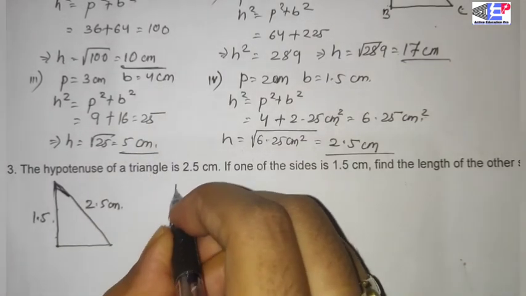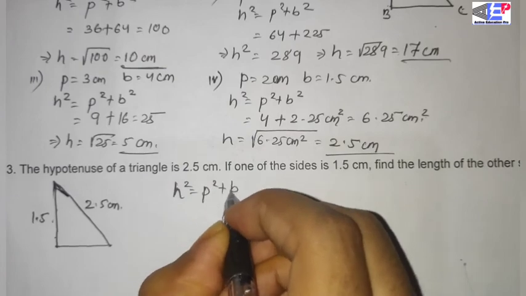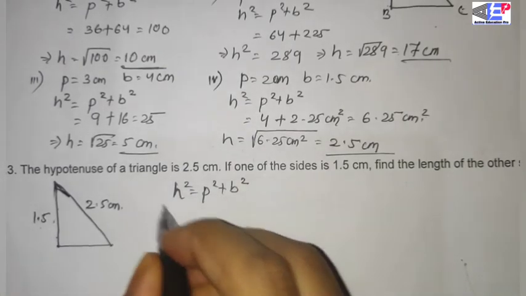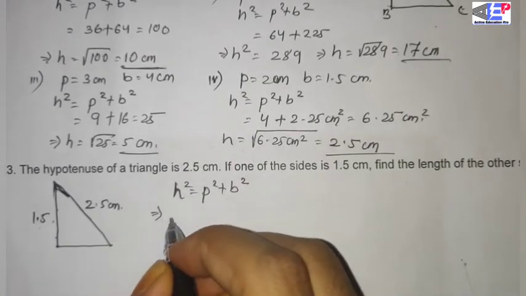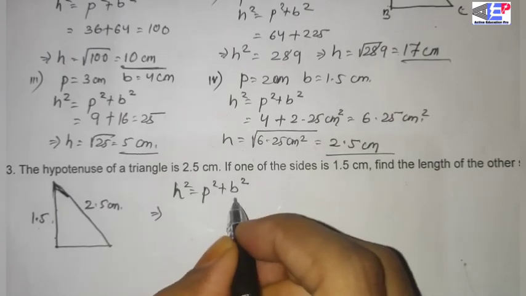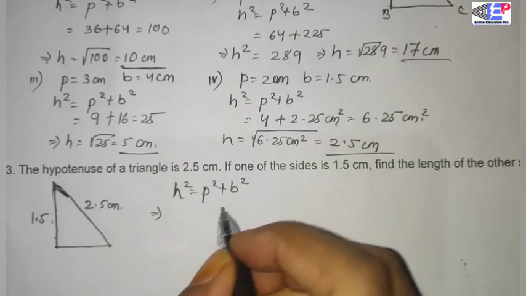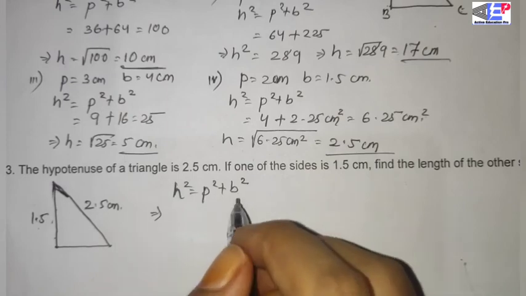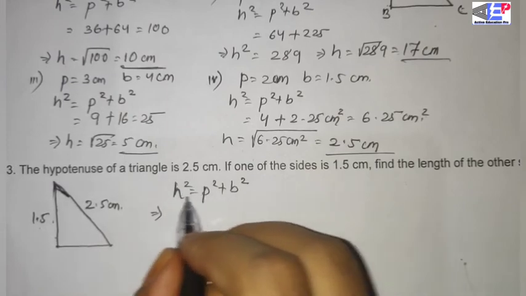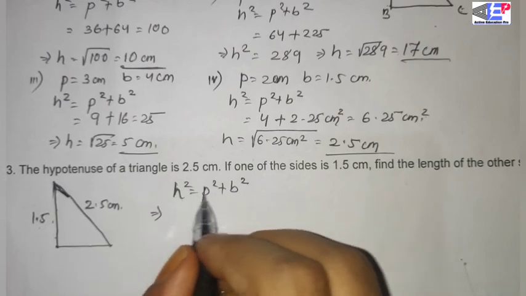And as per Pythagoras theorem, you know H square is equal to P square plus B square. So here P is 1.5. The values of H and P are given to us, and B is completely unknown, and we have to find out the value of B. B for base. So put the values of H and P. Of these three variables, we know the data of two variables, H and P.